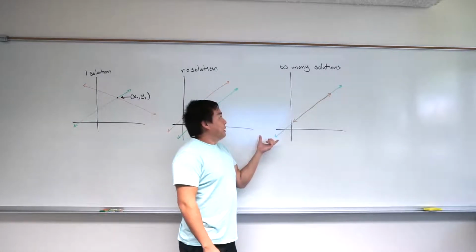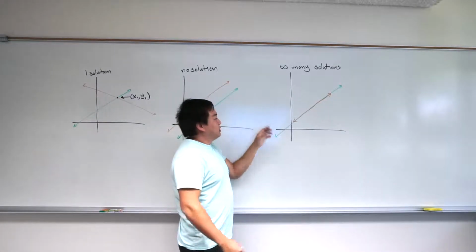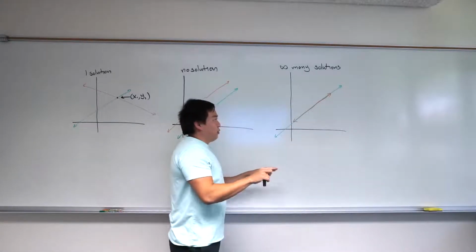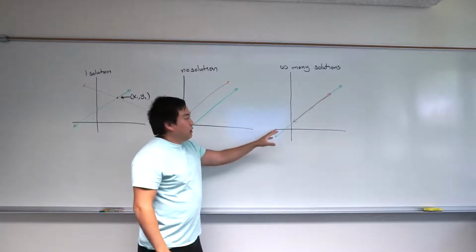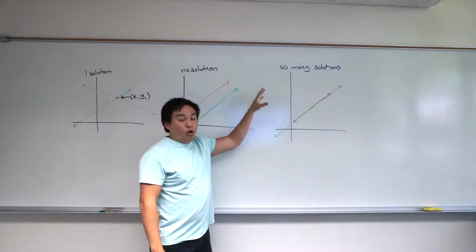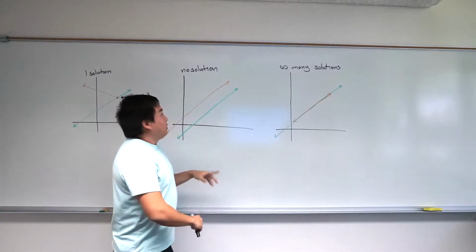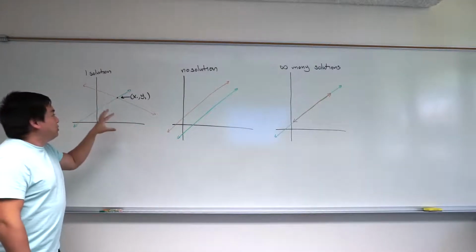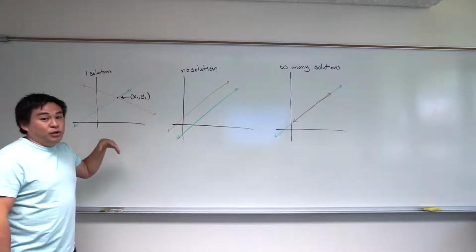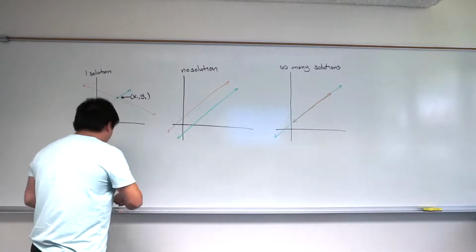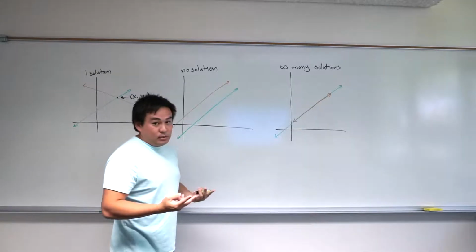The last one is infinitely many solutions. So notice that this green line and this orange line, they're right on top of each other. So the amount of times that the orange line touches the green line is infinitely many. These are the three possible different things that can happen when you're finding the solution to a system of linear equations. Now, there are going to be two different ways that we do them.